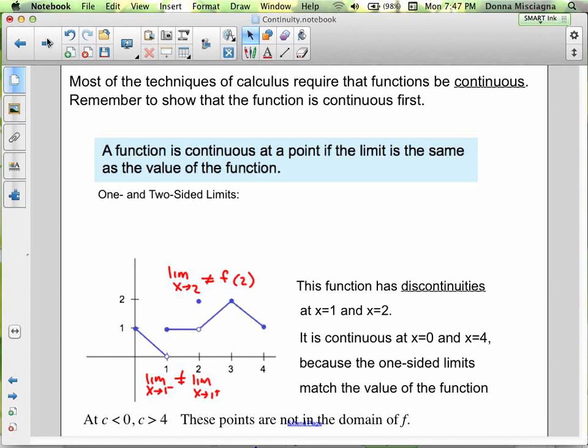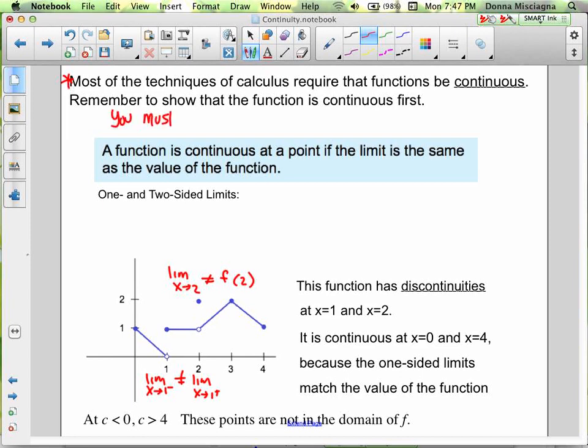Remember to show that the function is continuous first. And I want you, did I put that in your notes? No, I'm looking down at them, and I do not see them in your notes. I want you to put them in your notes. All right? And put a big star next to it and a little hint on AP.